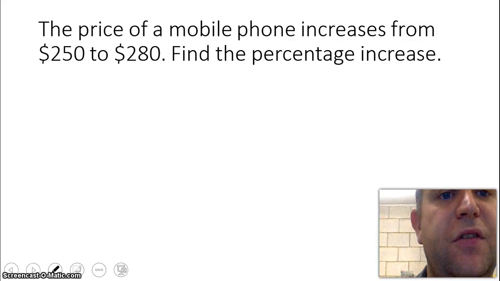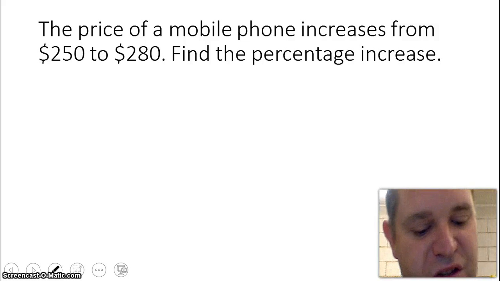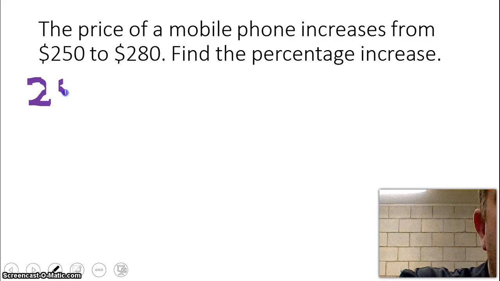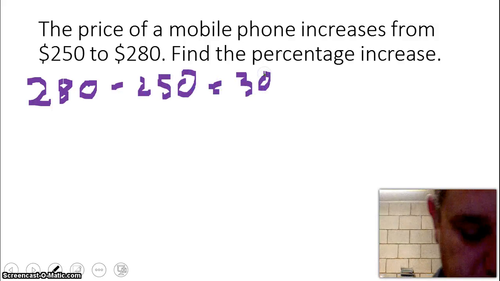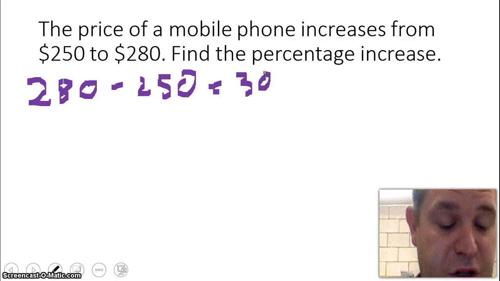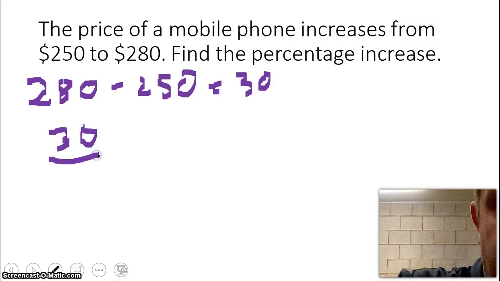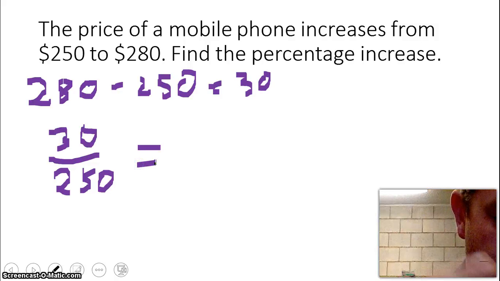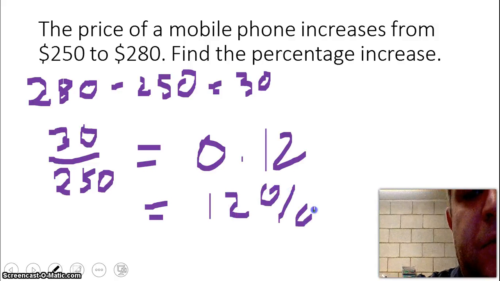Price of a mobile phone increases from $250 to $280. So the usual accepted way to do this, we take our new amount, 280, take away our 250, which gives us a $30 increase, and usually we find the percentage increase out of the old price. So we've got a $30 increase out of the 250 we started with, which gives us 0.12, which is a 12% increase.